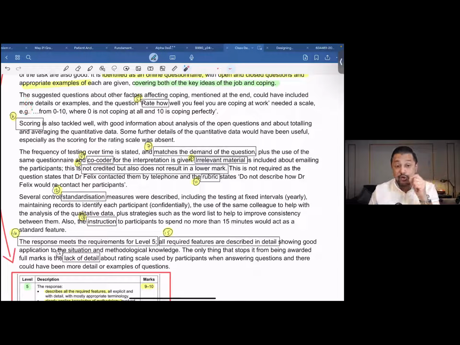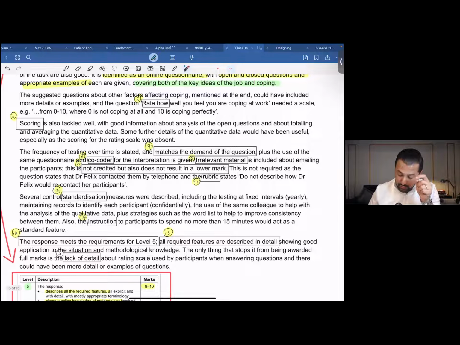Scoring is also tackled well with good information about analysis of the open questions and about totaling and averaging the quantitative data. Remember, you had suggested there would be another colleague, and then you'd have consistency over your analysis. How would you have consistency? You'd be able to have consistency by having predefined or operationalized meanings given to words, and then there were specific words that were exemplified over there as well.